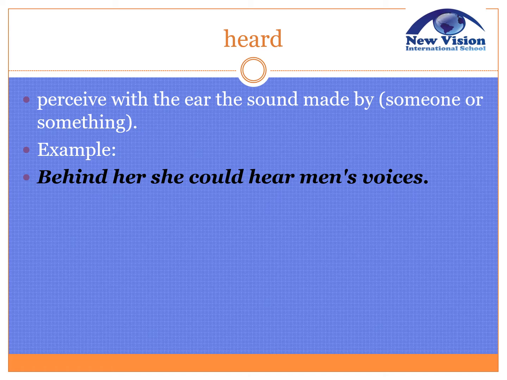Our next word means heard: perceive with the ear the sound made by someone or something. Behind her, she could hear men's voices. Well, you might be wondering, the word is heard and the word in our sentence example is hear. Because heard is already past tense, in our sentence example it's in the present form. Okay? Next.